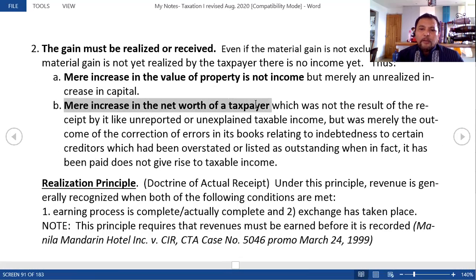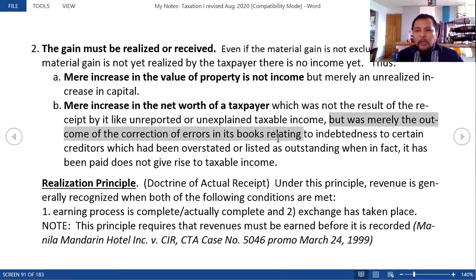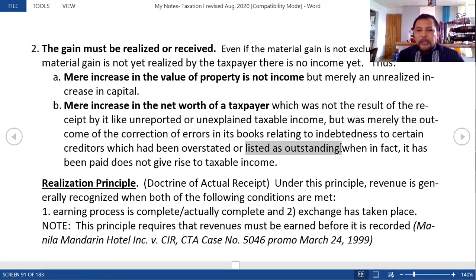Then a mere increase in net worth of a taxpayer, which was not the result of receipt but was merely the outcome of correction of errors, is also not income. So there were errors in the books relating to indebtedness to certain creditors, which have been overstated. So the debt, or liabilities, has been overstated, and upon correction there's like a gain. But according to this definition, it is not a gain because it's just a correction of the error. Or if there's a listed outstanding debt, but in actuality there has been none because it has already been paid, this does not give rise to taxable income. This is just erroneous, so in this case there is no gain realized or received.